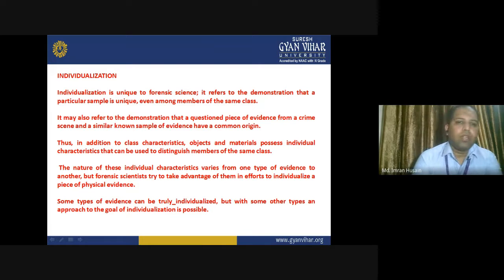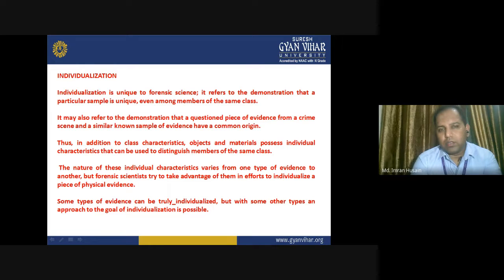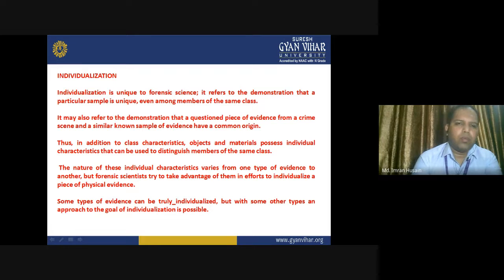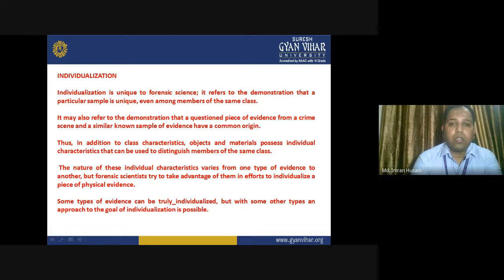Individualization. Individualization is a unique process to forensic science. It refers to demonstration that a particular sample is unique among members of the same class. Okay, if you are studying a bullet casing and there is some dent outside of the ordinary in the bullet casing, or any markings that show that this particular thing was different, then it can serve as different among the members of the same class. It may also refer to the demonstration that a questioned piece of evidence from a crime scene and a particular known sample of evidence have a common origin.